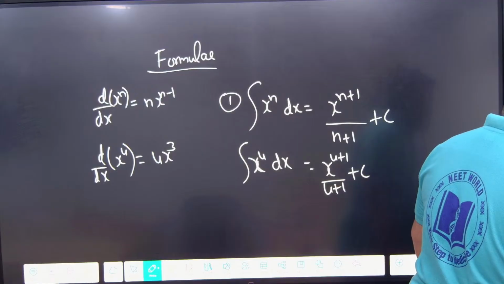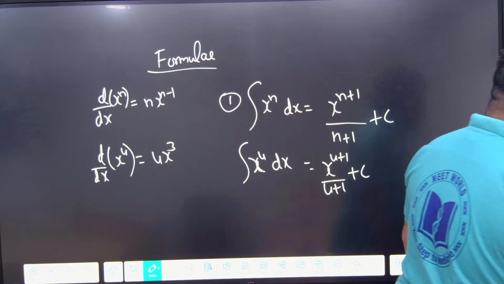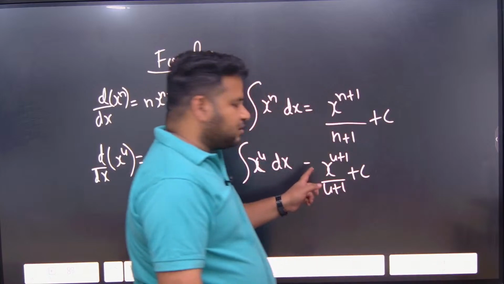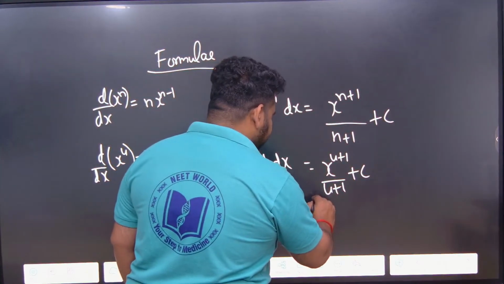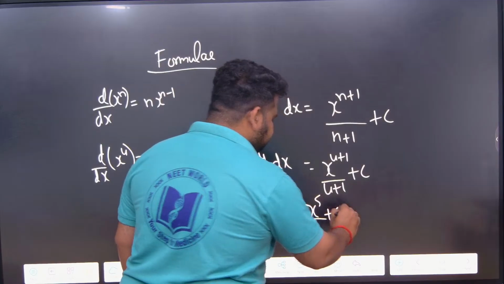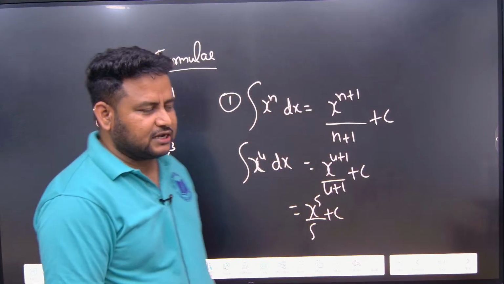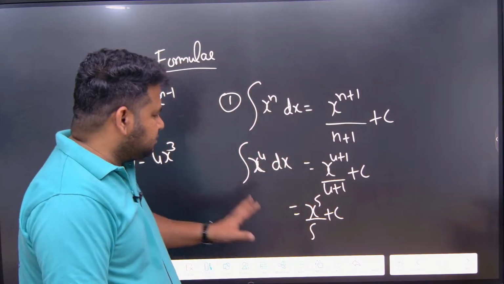What is the doubt? Rakesh Parmar, what is the doubt you are having? So x to the power of 4 plus 1 is x to the power of 5 by 5 plus c. What is the doubt, Rakesh? Please put your doubt.